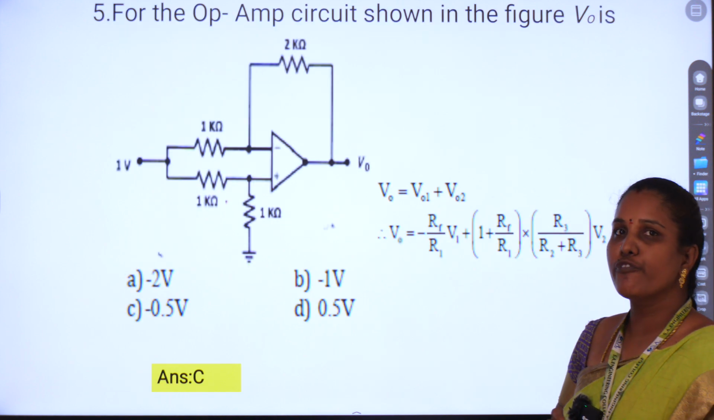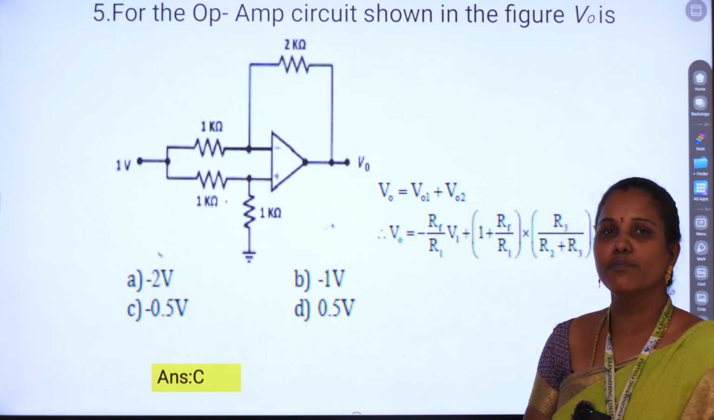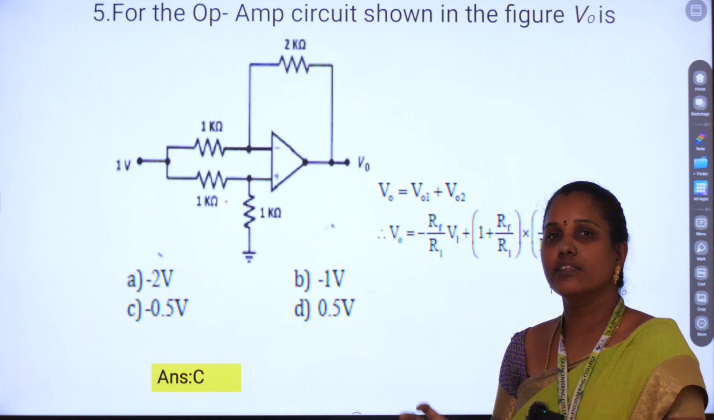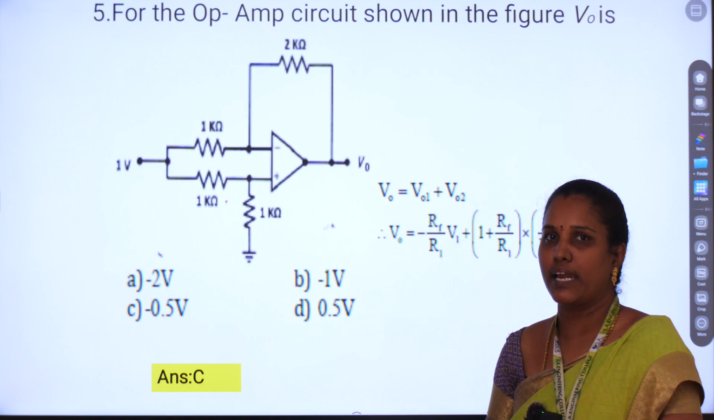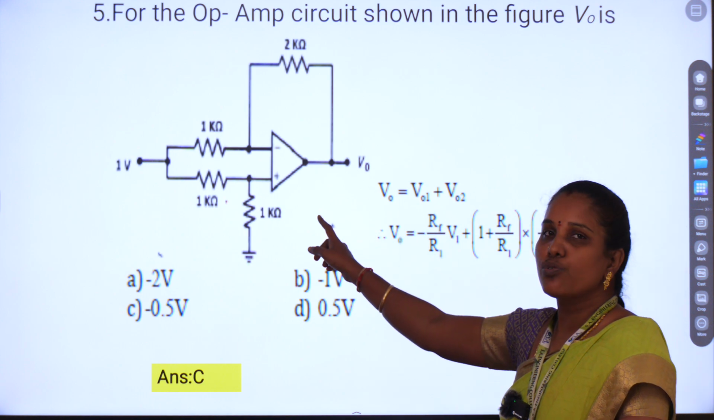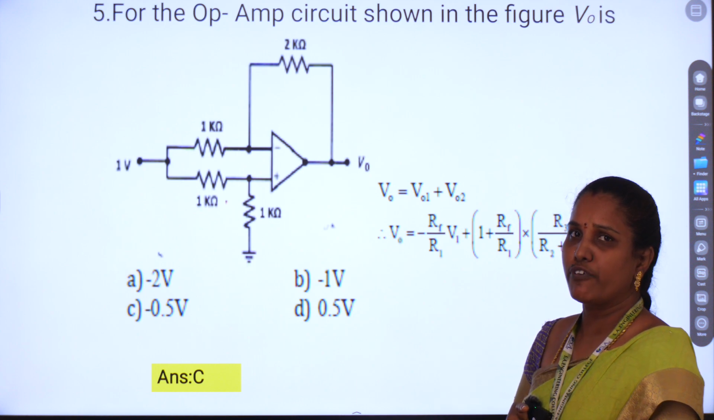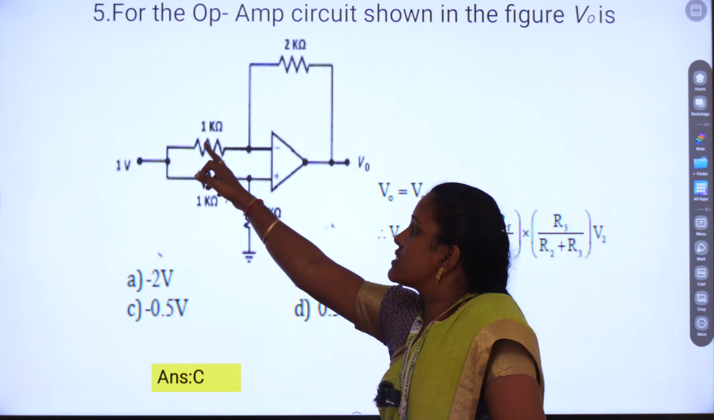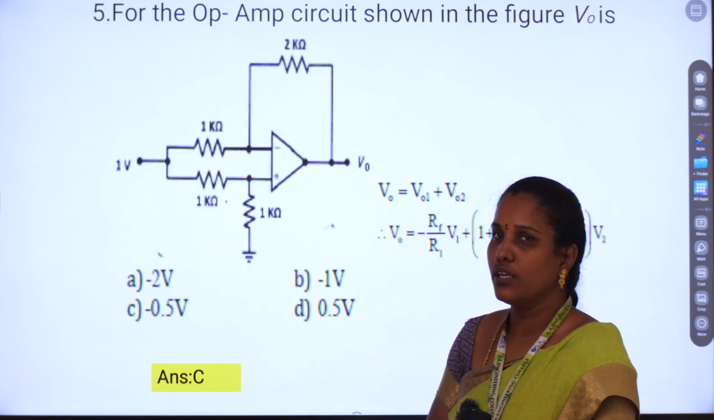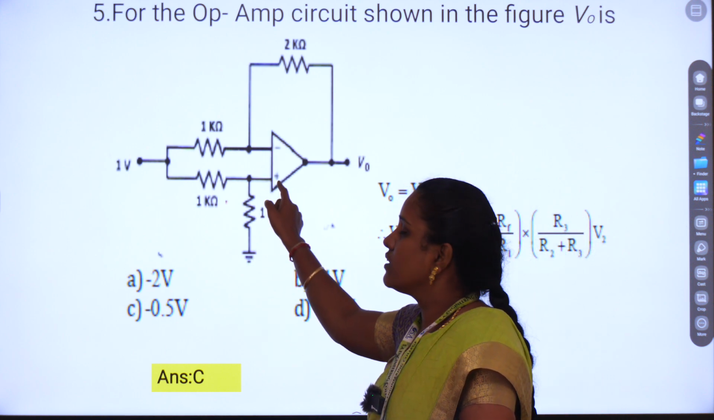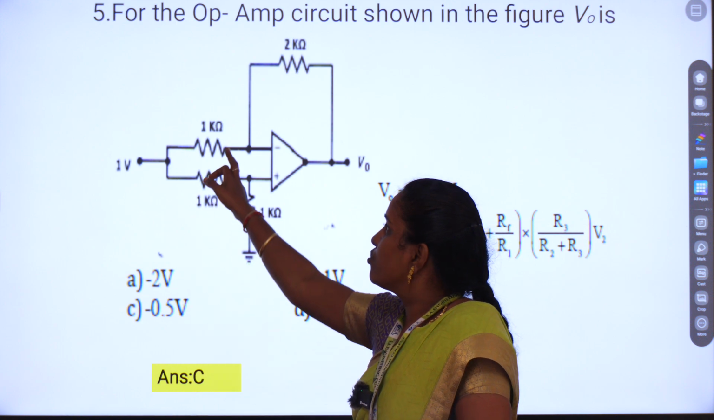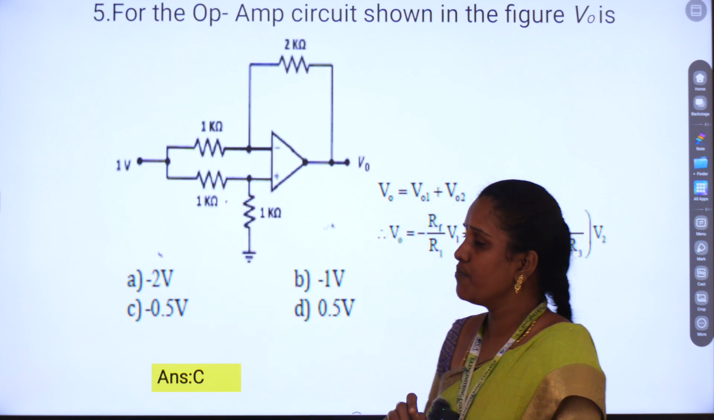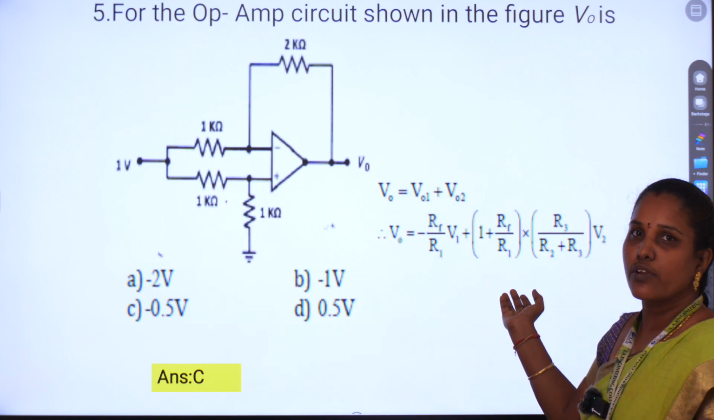Now, the fifth problem is also the same. Most of the GATE question paper asks from the difference amplifier configuration only, in different patterns. This is also another type of difference amplifier, but here they give us the common input. Both the inverting and non-inverting terminals are connected to 1 volt through 1K resistors. So here also we can follow the same equation.